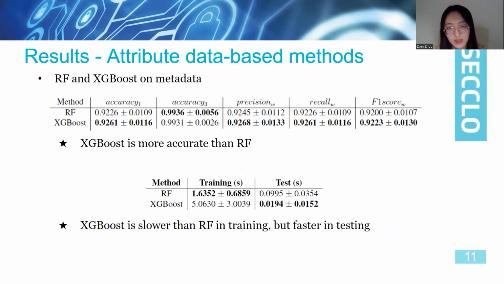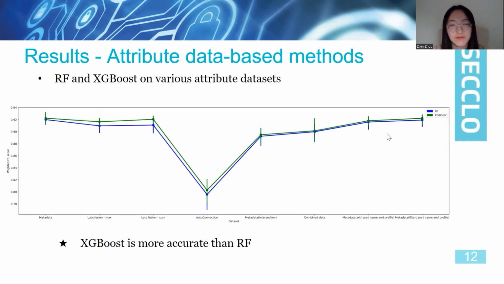So we compare the random forest with XGBoost on metadata. This table shows that XGBoost has better results than random forest, but the improvement is not very prominent. For the efficiency, XGBoost is slower than random forest in training, but faster in testing. And if we further look at the results on all the attribute datasets, we can find that this conclusion about the accuracy always holds, because the green line and dots, which represent the XGBoost method, are always higher than the blue line and dots, which are the random forest.